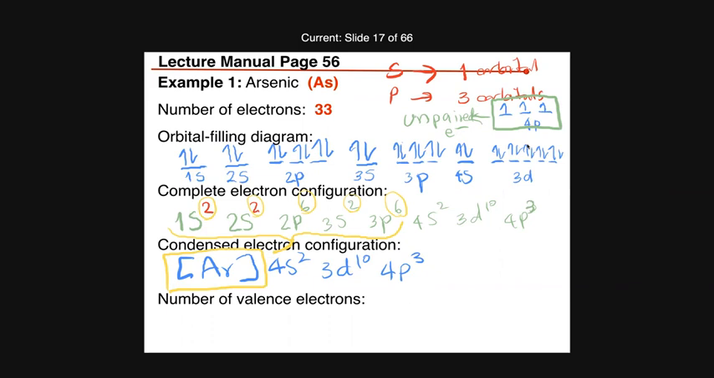All right, now the number of valence electrons. Valence electrons are the outer shell electrons, the electrons that are furthest from the nucleus. So how we count this is that we are going to count the number of electrons in the highest n value.